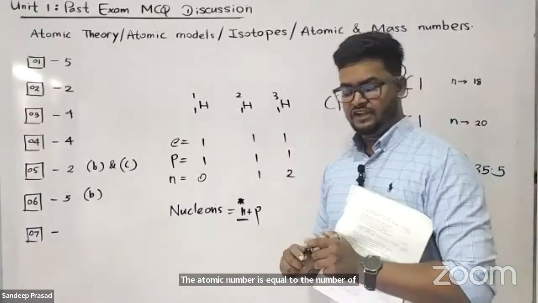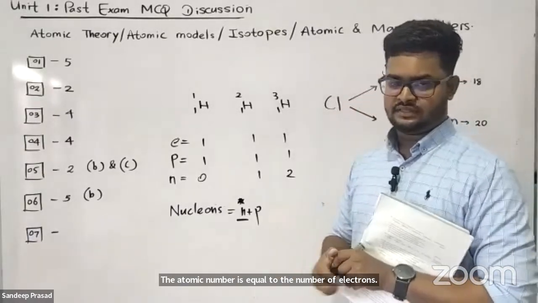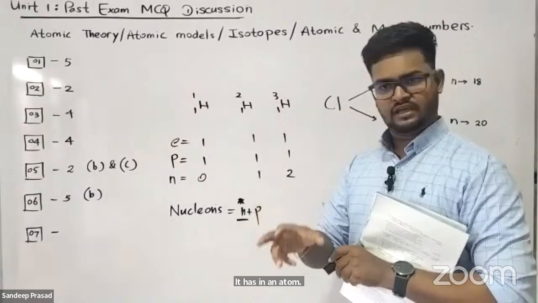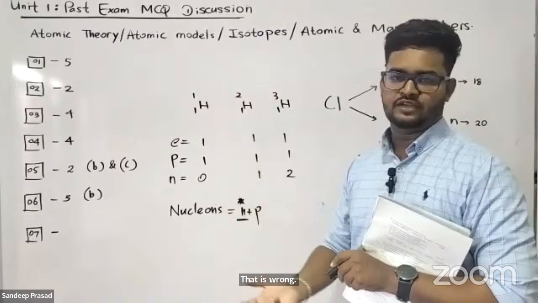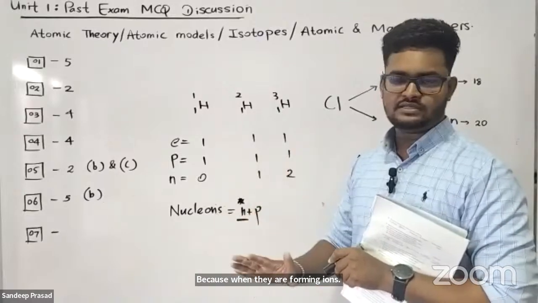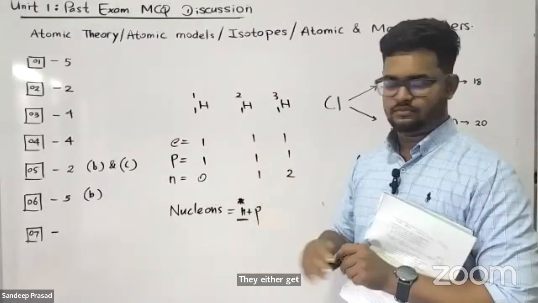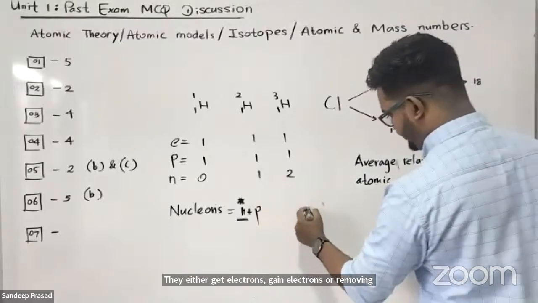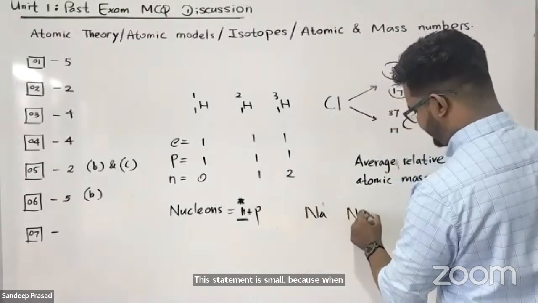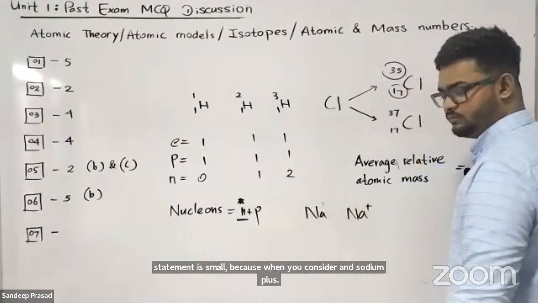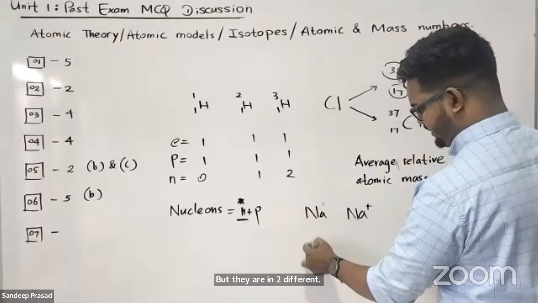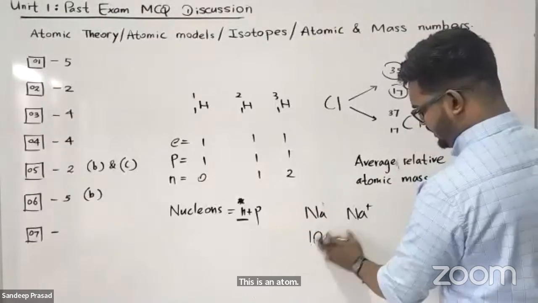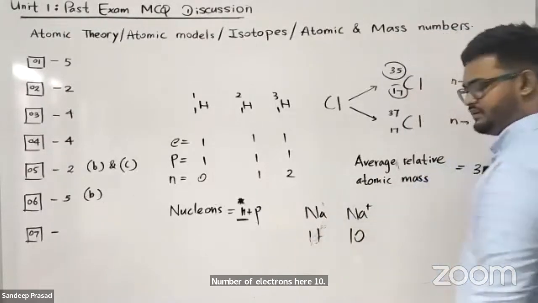Yeah, when you consider ions, that is wrong, because when they are forming ions, they either gain electrons or remove electrons. So in ions, this statement is wrong. When you consider sodium and sodium plus, the same element, they are in two different forms. This is an atom, this is an ion. Number of electrons here 10, 11, and here we can say 10.